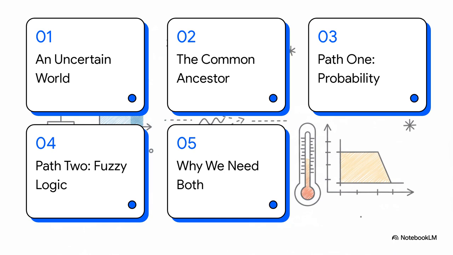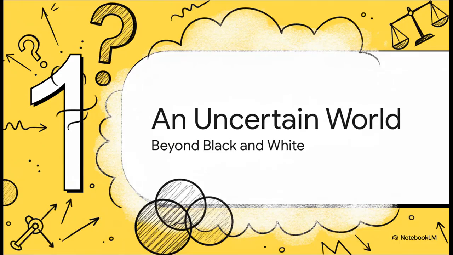So here's the plan. We'll start with why old-school true or false logic just doesn't cut it anymore. Then we'll look at the common ancestor for both of the systems we're talking about today. After that, we're going to go down two different paths. One that's all about pure hard probability, and another that's more about, well, fuzzy logic. And stick around, because at the end, we're going to see why you can't just pick one. You really need both. All right, let's kick things off.